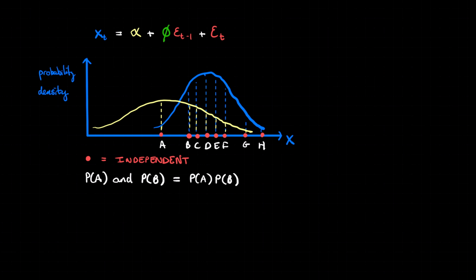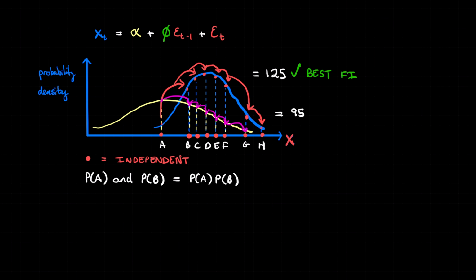And the curve that gives me the highest probability of all of them occurring together is going to be the best fit curve. So if I multiplied this value by this value, by this value, by this value, and so on, let's just say I get a number of 125. And then here, if I take this curve and do the same thing, I multiply all these together, and I get a number of 95. Well, I know that that curve's not fit quite as well.